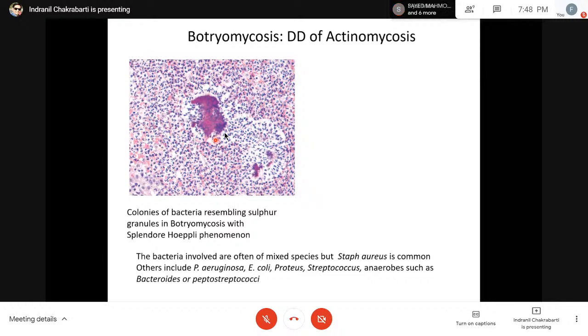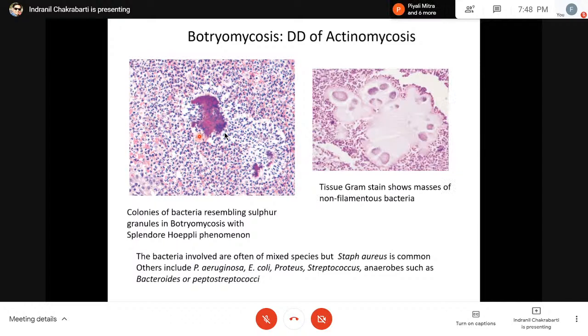Now look at this picture. This looks similar to Actinomyces, isn't it? So this is basically known as botryomycosis. Botryomycosis are basically bacterial colonies which resemble the sulfur granules, and they also can show this Splendore-Hoeppli phenomenon. And the bacteria involved are often of mixed species, but Staph aureus is common. Others include Pseudomonas, E. coli, Proteus, Streptococcus, and anaerobes such as Bacteroides or Peptostreptococcus. But this tissue gram stain, BNB stain, will show masses of non-filamentous bacteria, and this will help us to differentiate it from Actinomyces.